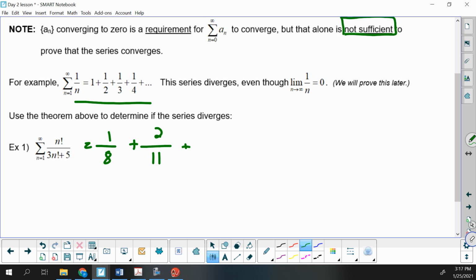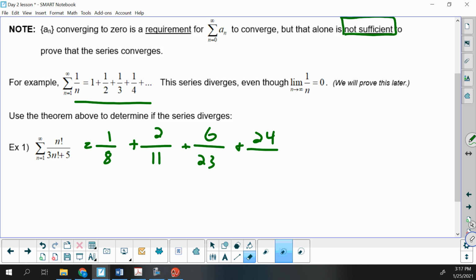Then 3 factorial means 3 times 2 times 1, so we get 6. So that n factorial on the bottom will be 6 times 3 is 18, plus 5, we get 23. If we do it for 4, 4 times 3 times 2 times 1 will be 24. And then that 24 times 3 plus 5 will give us 77. Well, notice 6/24 would be a quarter. So 6/23 is bigger than a quarter.